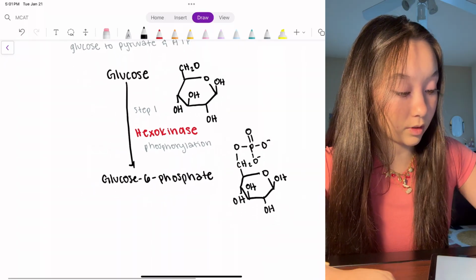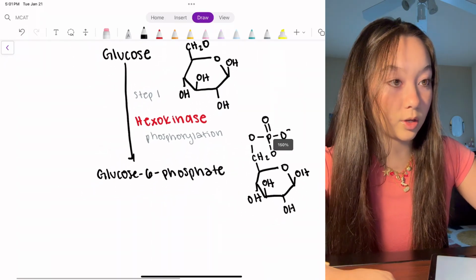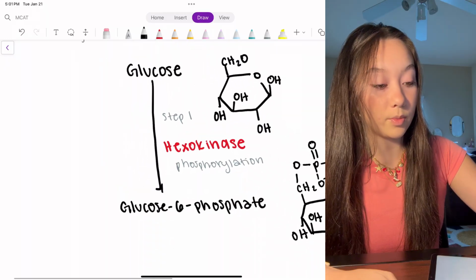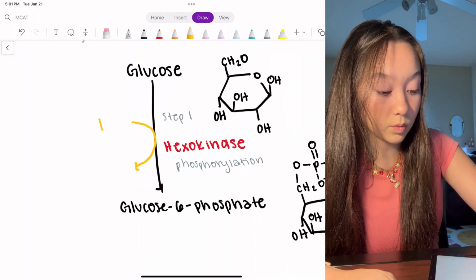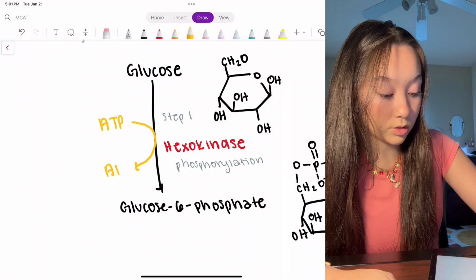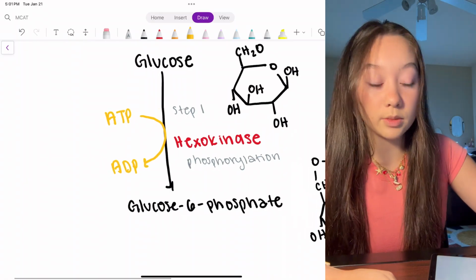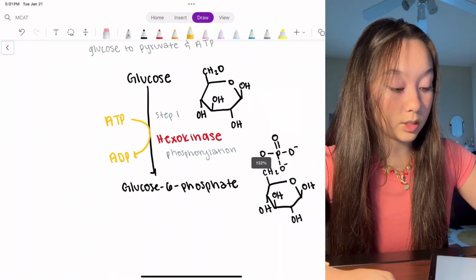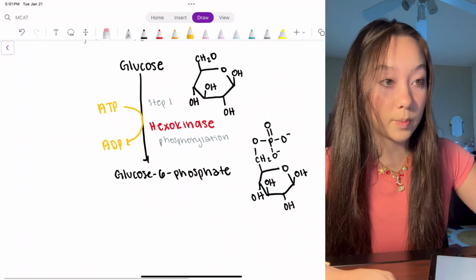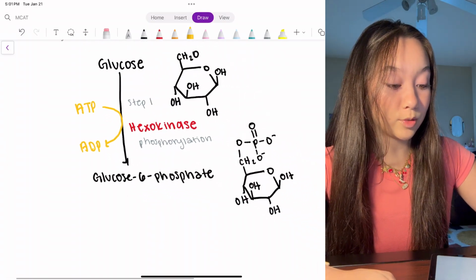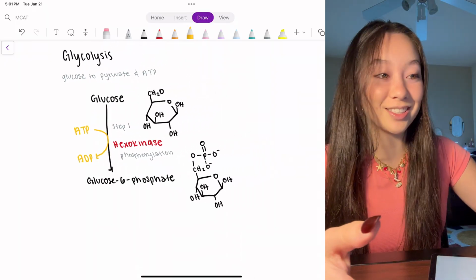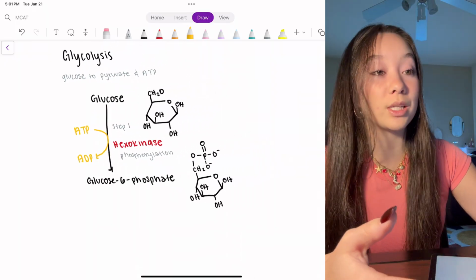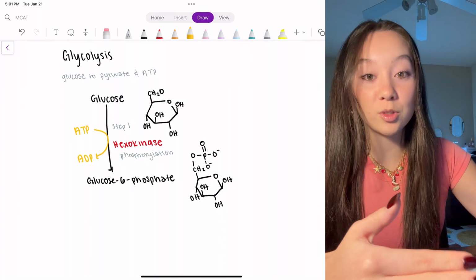There is just a phosphate group that is added onto that 6 carbon, and that is the first step. But also what goes along in this first step is the use of 1 ATP. So this is showing that it takes in 1 ATP and turns it into ADP. That's where that phosphate comes from. So as you may notice, we are not producing any ATP yet. This is still the energy investment phase, so it takes ATP to make ATP.